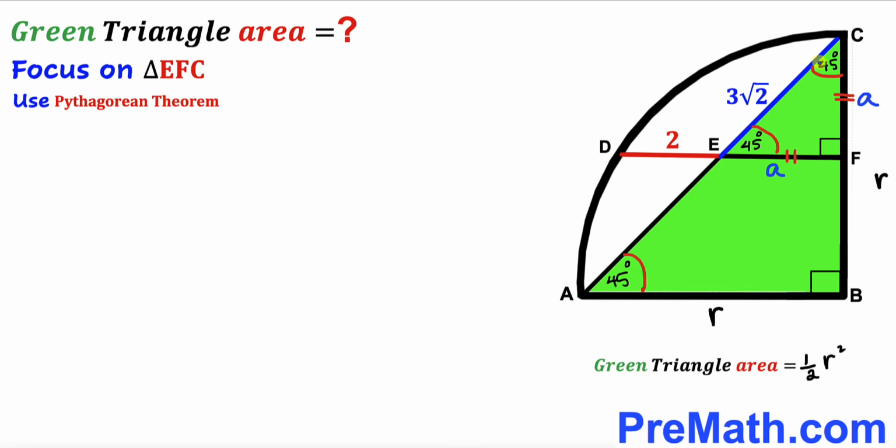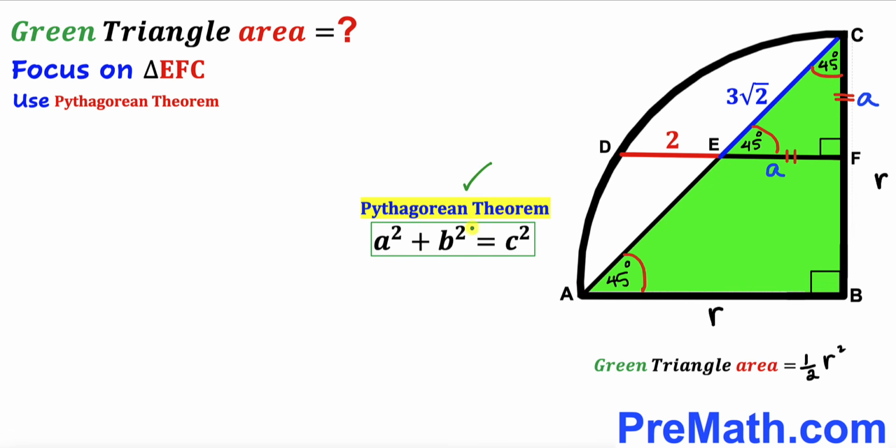And now we are going to apply the Pythagorean theorem on this triangle EFC. And here's our Pythagorean theorem: a square plus b square equals c square. And in our case, our hypotenuse is 3 times square root of 2, whereas our two other legs are lowercase a and lowercase a as well. So let's fill in the blanks in this Pythagorean formula. We got a square plus a square is going to be equal to 3 times the square root of 2 whole square. Let's simplify.